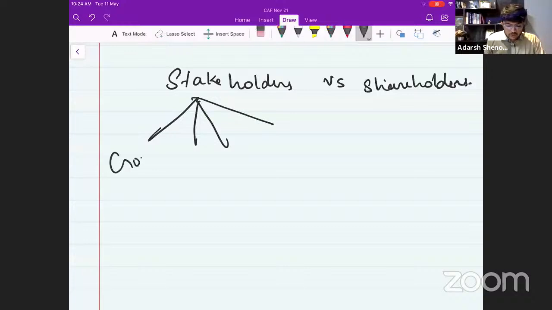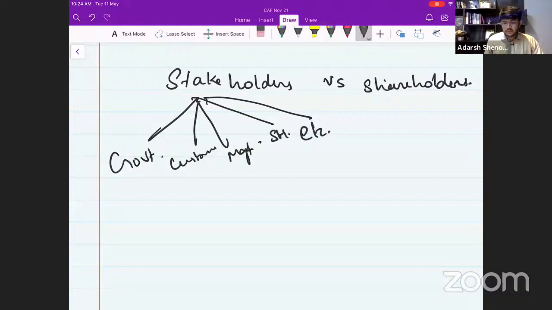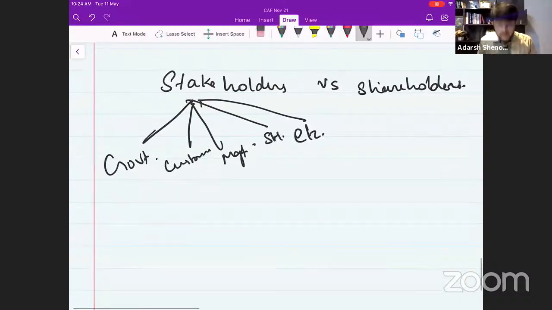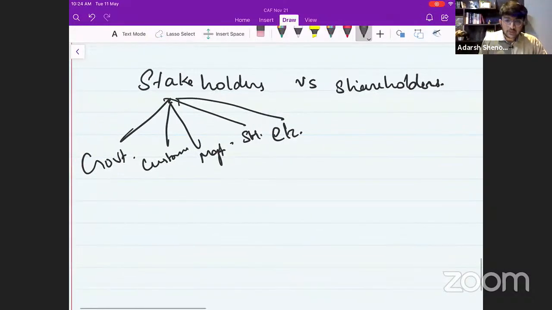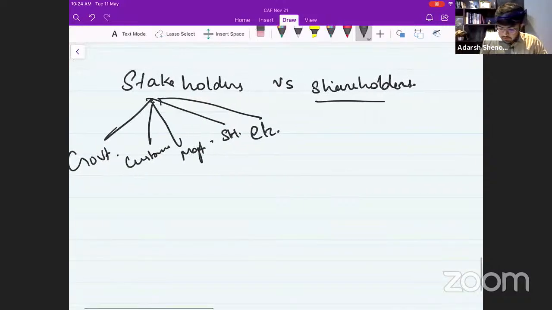Stakeholders will include government, customers, management, even the shareholders are the stakeholders in the company, etc. There will be many other people as well who will be interested in the company. Lenders, banks, and all that, they are all stakeholders. And then shareholders are basically the owners of the company. That is all the differences.